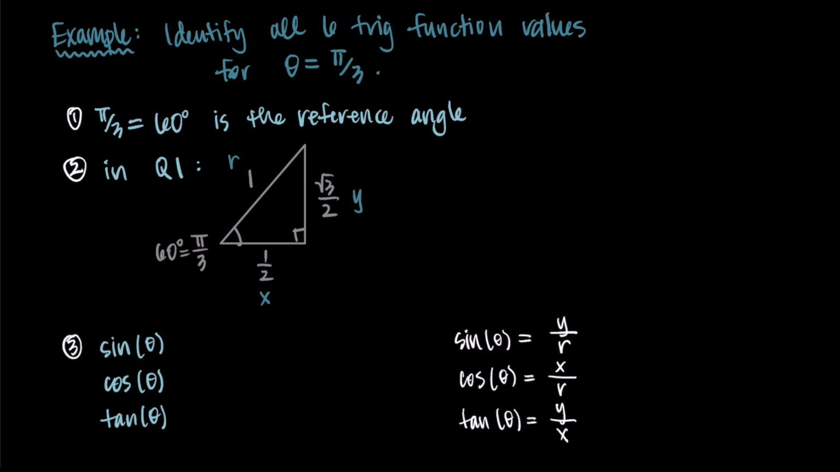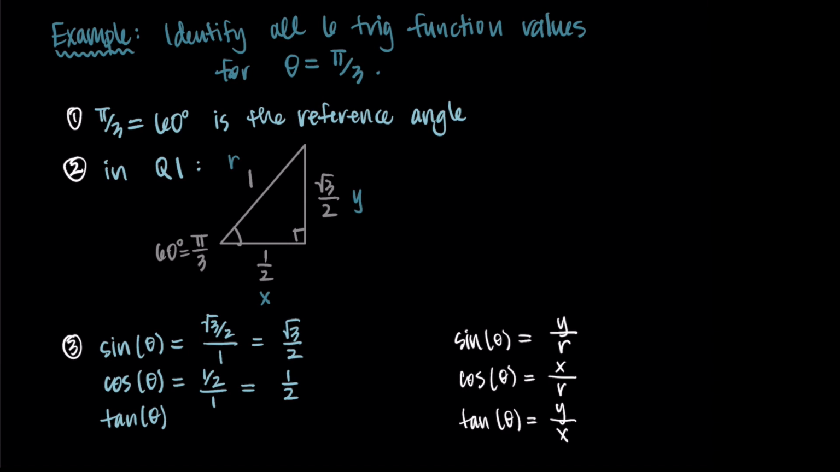So sine is y over r, that's square root of 3 over 2, over 1, which anytime we divide by 1, it stays the same, so it's square root of 3 over 2. Then similarly for cosine, we have x over r, so adjacent over hypotenuse, which is 1/2 over 1. Again, when we divide by 1, it stays the same, so we have 1/2.